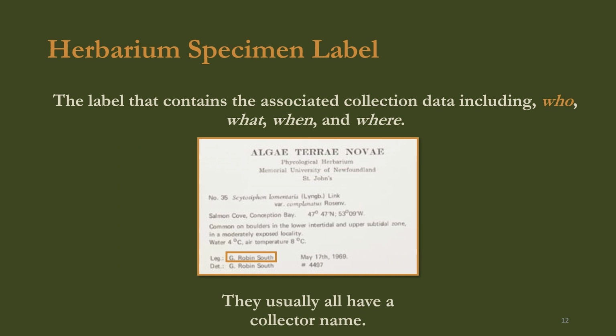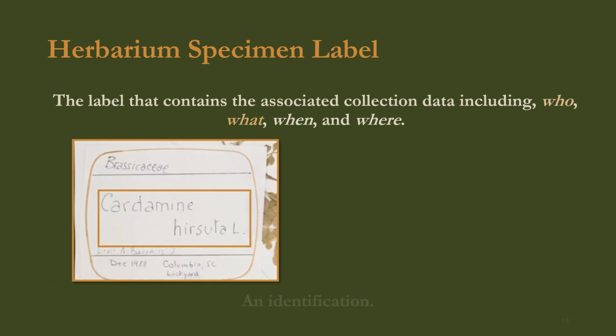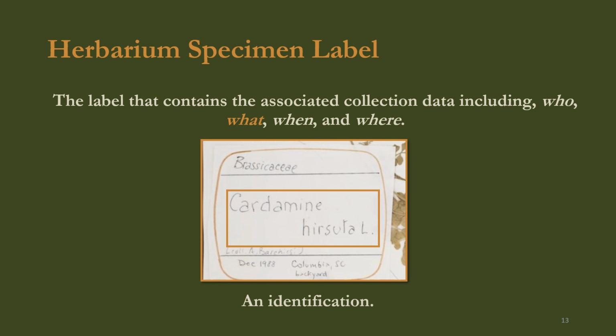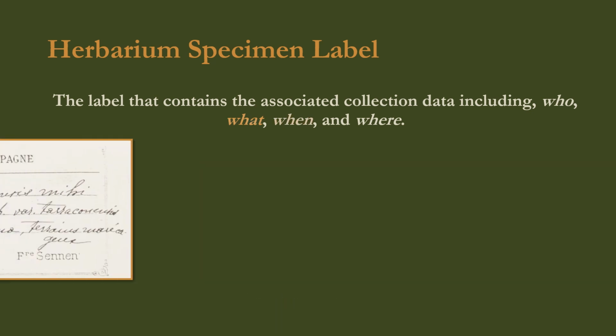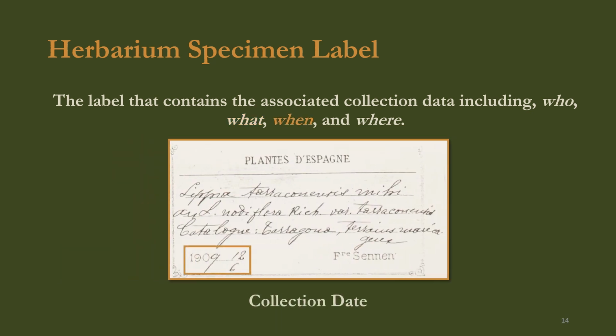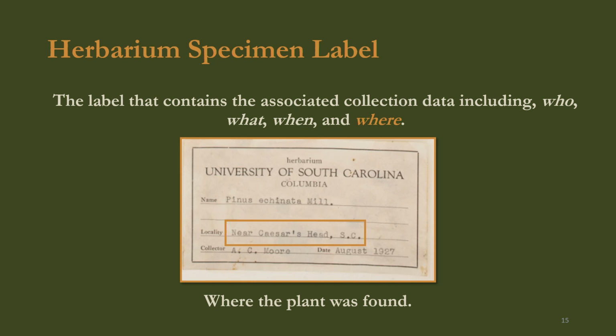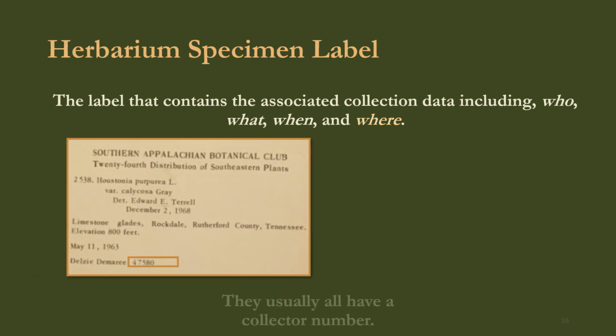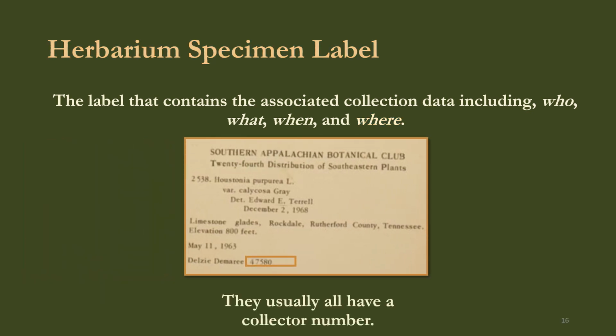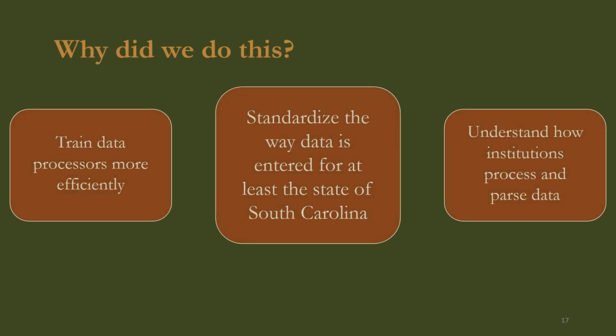Almost all labels will have a collector name, as well as the scientific name of the plant, the date of the collection, and the collection site. Most will also include a collector number. As you can see, herbarium specimen labels are varying, both in format and content.